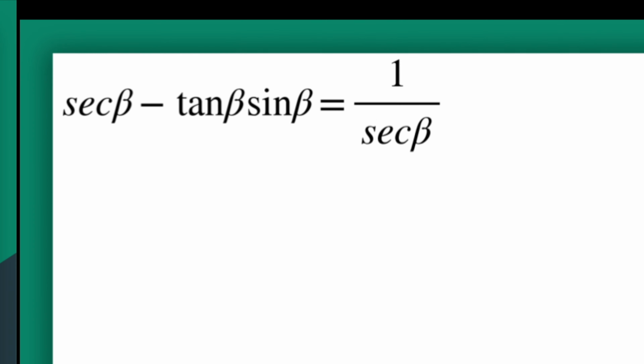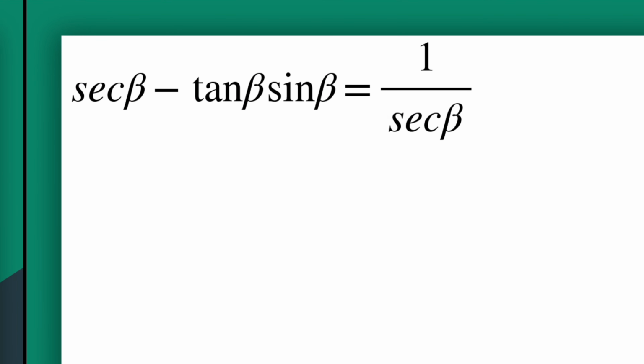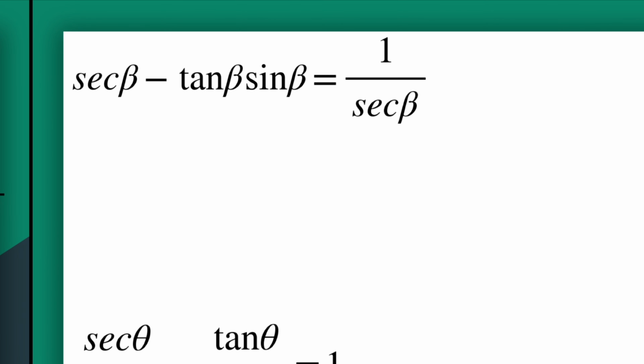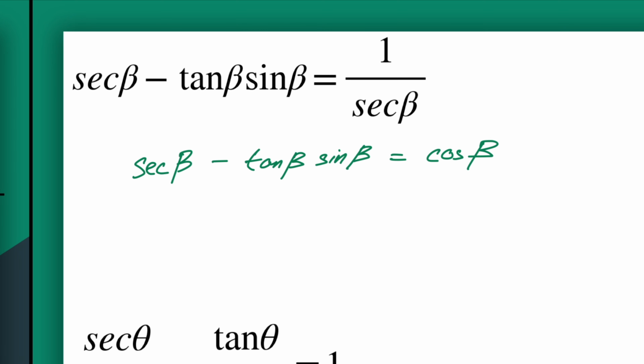So we got this. Secant beta minus tan beta times sine beta is equal to 1 over secant beta. So we want to get this to be 1 over secant beta. Now 1 over secant beta could also be cosine. I feel like I would prefer to see cosine as opposed to 1 over secant beta. So I'm going to change that to cosine. So I'm going to go secant beta minus tan beta times sine beta is equal to cosine beta. Just keep everything kind of like that.